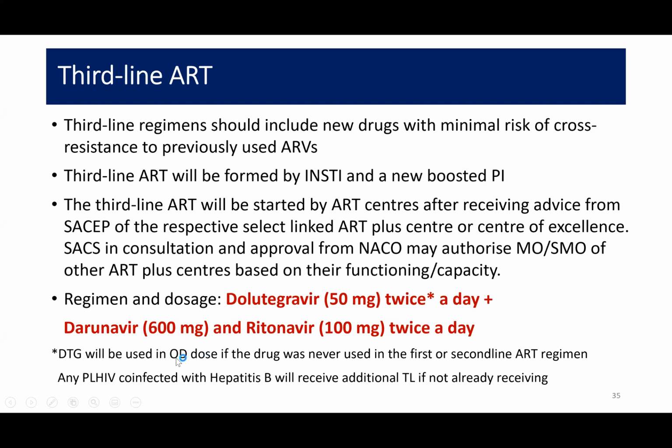So DTG will be used OD if the drug was never used before. Even in third line, if dolutegravir was never used before, it will be used as a once a day dose. If it was used before, it will be given as a twice a day dose. If this patient is co-infected with hepatitis B, then tenofovir will be added for the treatment of hepatitis B.